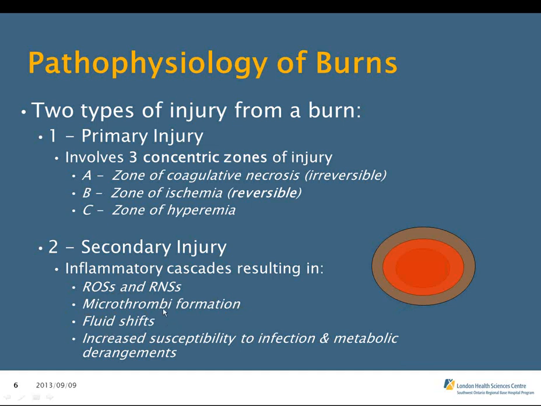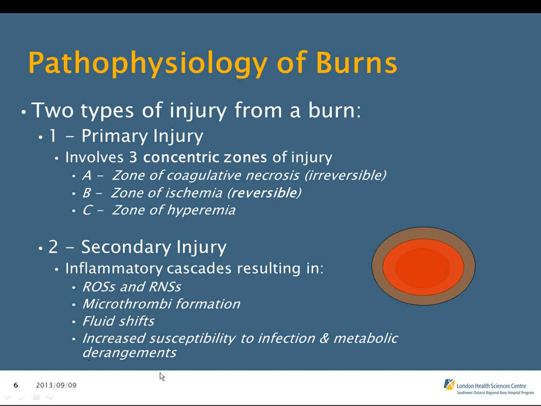Furthermore, you get a lot of fluid shifting that occurs. Largely, you're going to have a lot of oncotic pressure changes as these inflammatory cells and these clots are forming in the vessels, and fluid is going to start moving into the tissues. And so you have what we commonly refer to as a third spacing phenomenon, where a lot of the fluid that is intravascular is going to be shifting into the interstitial space instead, which can contribute to some hypovolemia. It can cause edema of the tissue, which further worsens an injury.